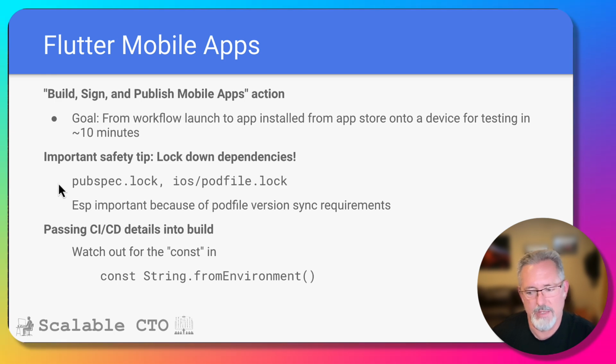Because I want to make sure that these builds always work, then we're going to lock the pubspec and the Podfile, meaning that those locked files will always be consistent and they'll always work. So anyway, not a big deal, but you're going to need to change your gitignore to check in the pubspec.lock.